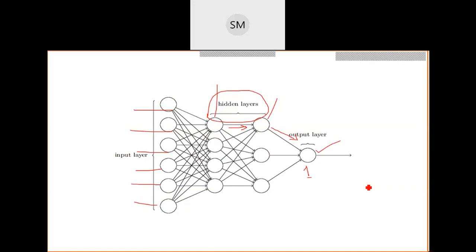So this is the main visibility of how artificial neural networks look.